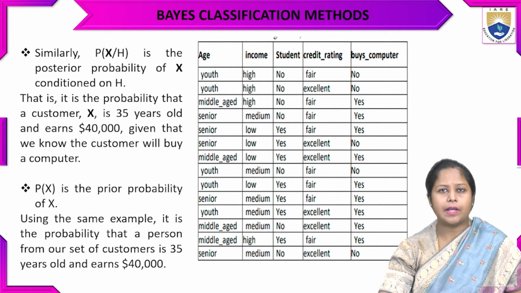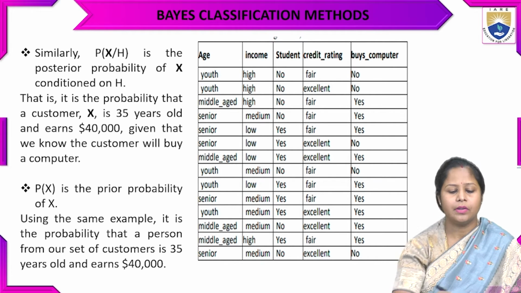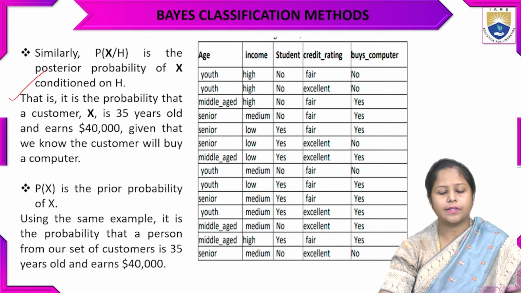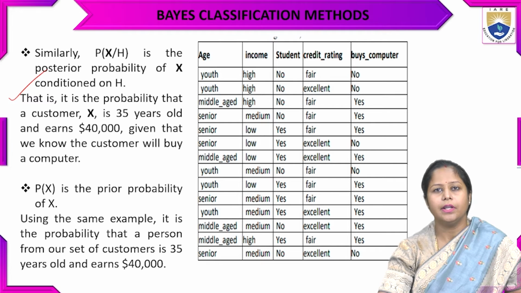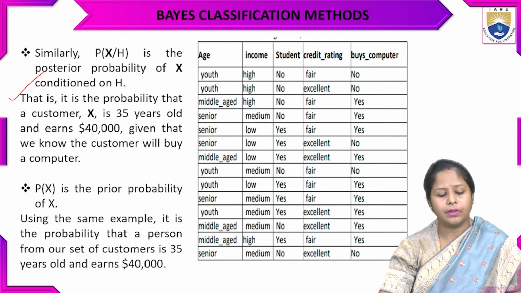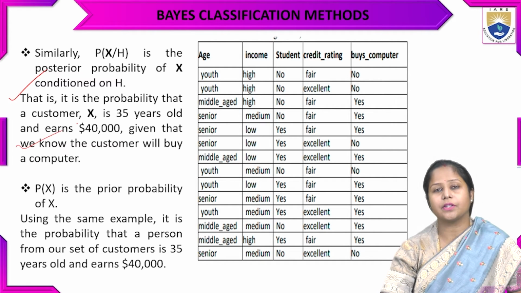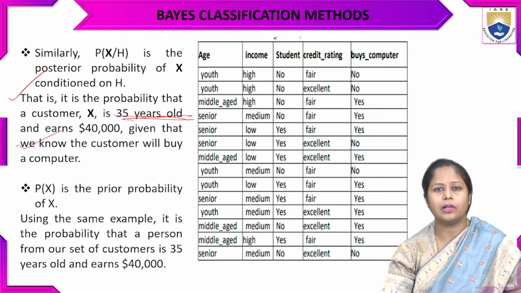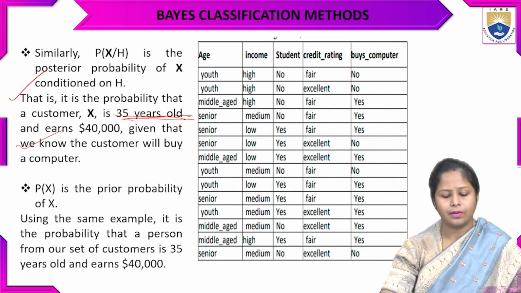Similarly, P(X|H) is the posterior probability of X conditioned on H. That is, it is the probability that a customer X is 35 years old and earns $40,000, given that we know the customer will buy the computer. So this is the condition: the customer is 35 years old, earning $40,000, and he will buy the computer.